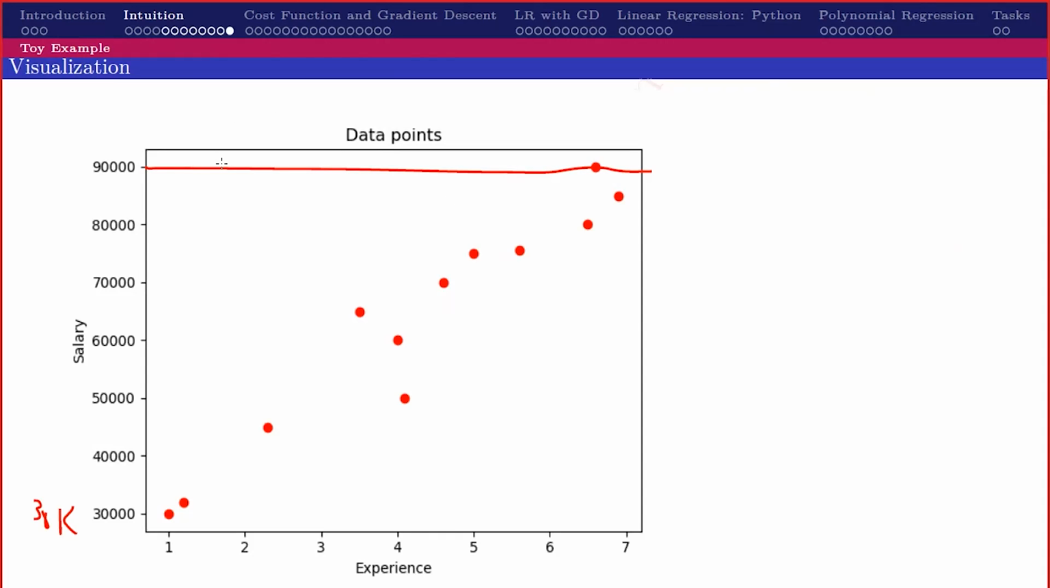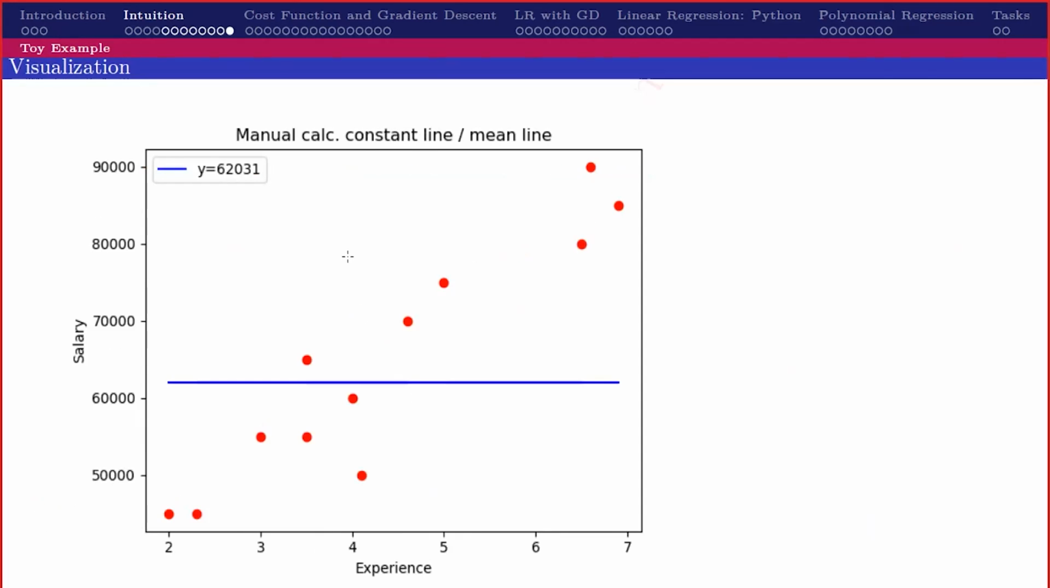Using the same mathematical intuition, we can find a constant line without any slope, and we can find a line which passes through the origin. If you do the calculation like I showed you before, this would be a constant line, which is the average value of our data set, y equal to 60231, and you can just draw it. So this is a very bad approximation of the data, but this is one way of looking at regression.